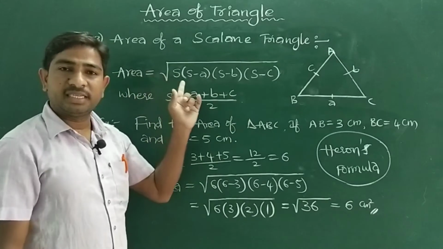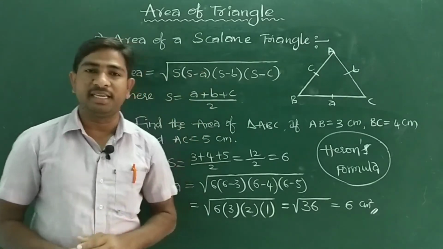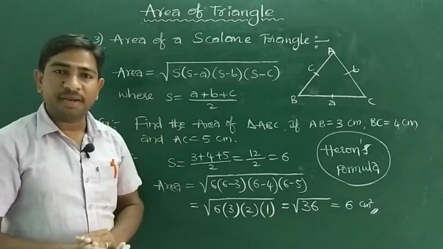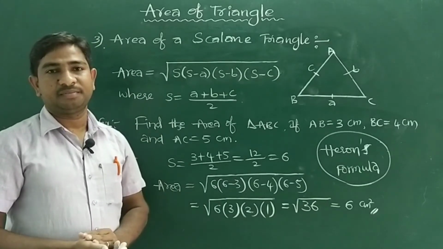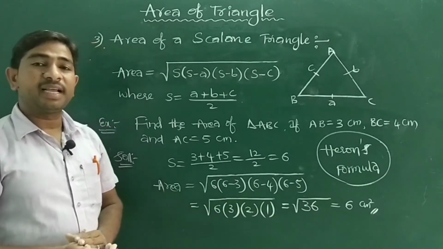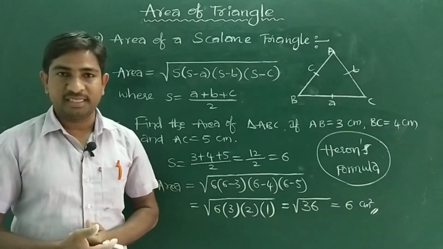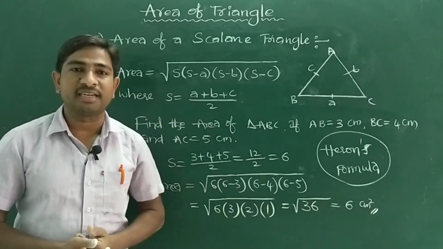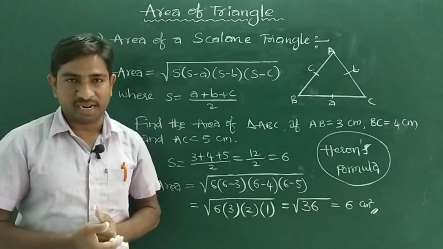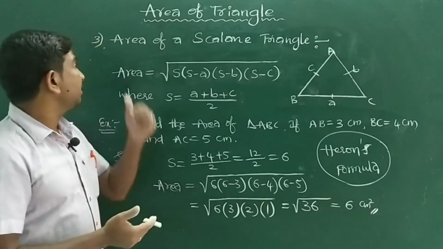Under root S into S minus A, S minus B, S minus C, where S is equal to the semi-perimeter of the given triangle. Okay. So now we can see that, in other cases, if a right angled triangle is given, how can you find the area of the triangle? Now I will explain that fourth one.